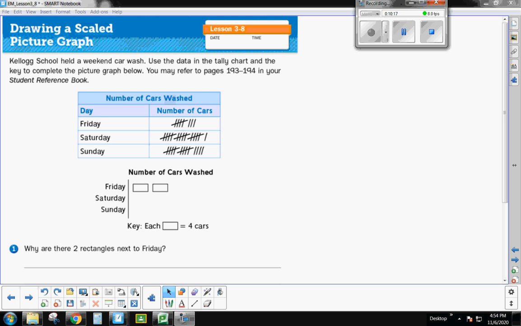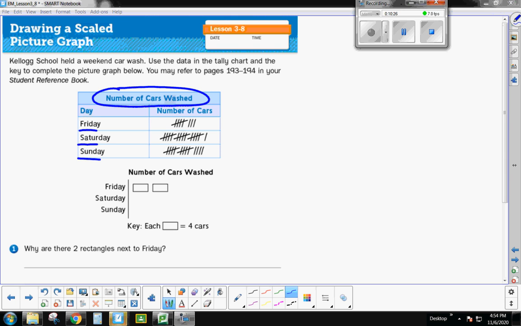But I'm going to look at this tally chart. Now, I see that this tally chart is about the numbers of cars washed. I see that we're looking at Friday, Saturday, and Sunday, and then I've got some tally marks that show how many cars were washed. Okay.